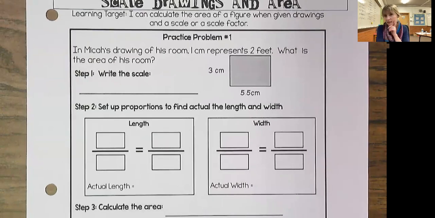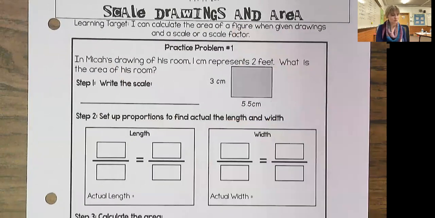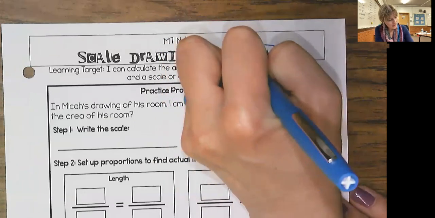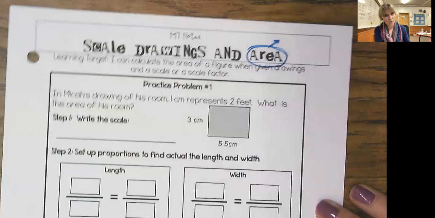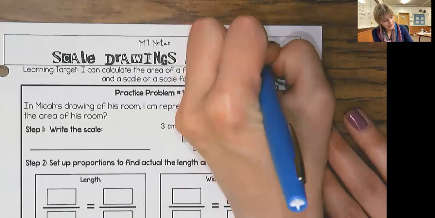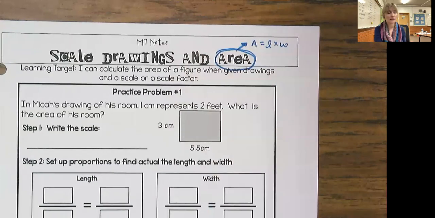This is where things start to get a little bit more complicated: scale drawings and area. Partially because this requires us to remember, and I'm going to write up here, that area, we're going to learn and make sure we remember a lot more areas. The areas you're going to have to worry about are just of a rectangle. So you remember, length times width.